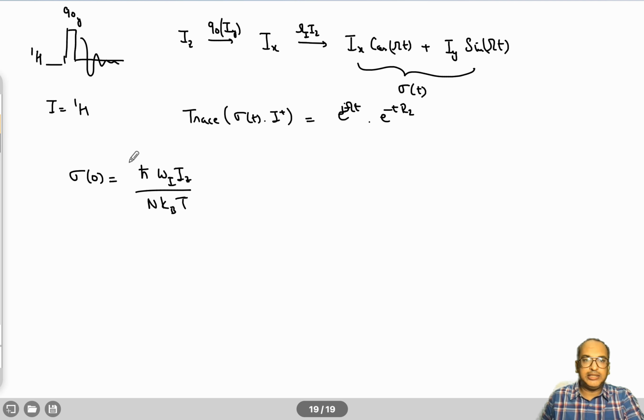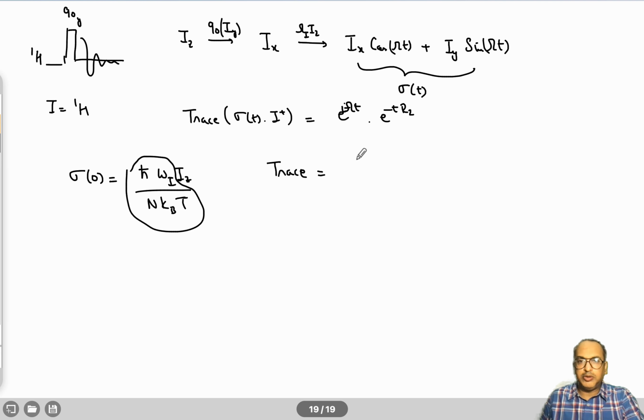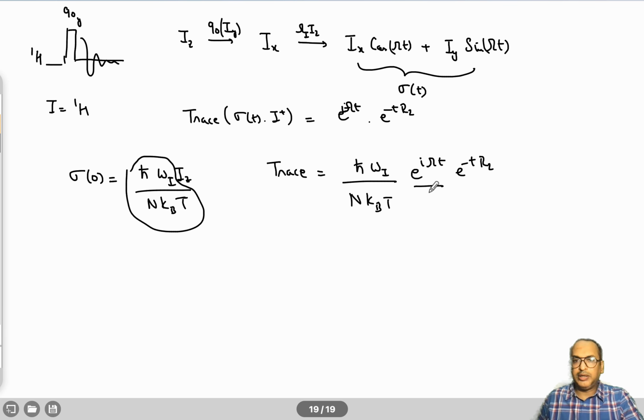And we said that since all of this is constant, we can always multiply it later. So the actual form of trace comes out to be h cross omega I n kBT e to the power i omega t e to the power minus t over T2. So this tells you the oscillating part, this tells you the decay part, and this is the amplitude part, right?